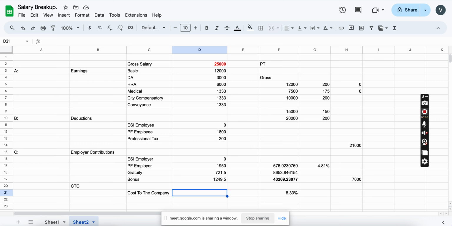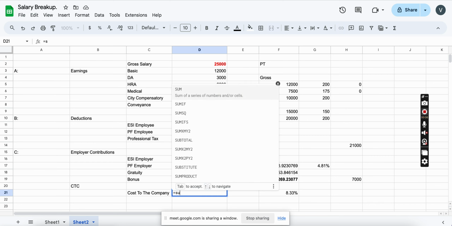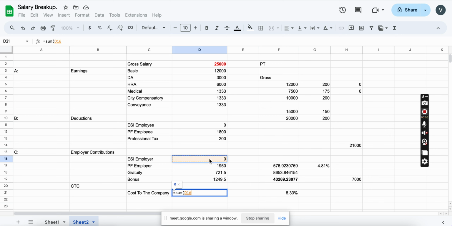Now cost to the company, CTC, what we call. CTC means the total amount which an employer is going to spend on the employee. So it is cost to the company. Cost to the company is calculated as the sum of all the employer contributions plus gross salary. This is the CTC.